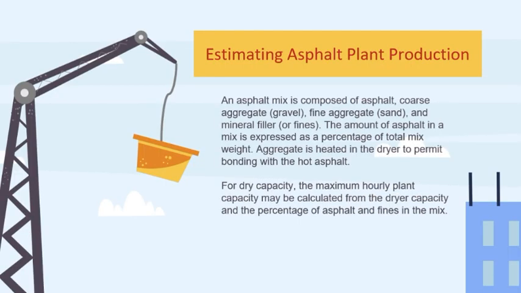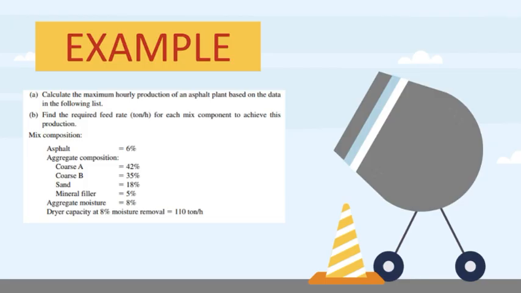Next is estimating asphalt plant production. An asphalt mix is composed of asphalt, coarse aggregate or gravel, fine aggregate or sand, and mineral filler or fines. The amount of asphalt in a mix is expressed as a percentage of total mix weight. Aggregate is heated in the dryer to permit bonding with the hot asphalt. For dry capacity, the maximum hourly plant capacity may be calculated from the dryer capacity and the percentage of asphalt and fines in the mix. To better understand, let's give an example.